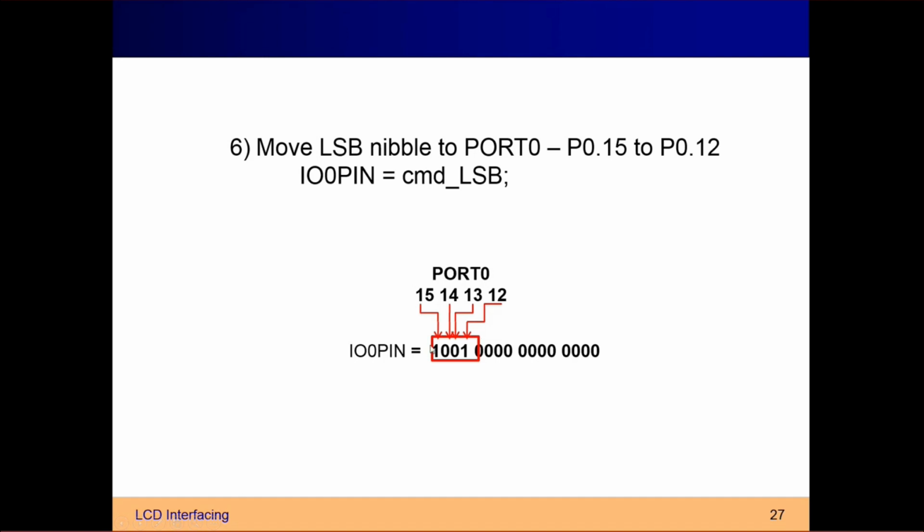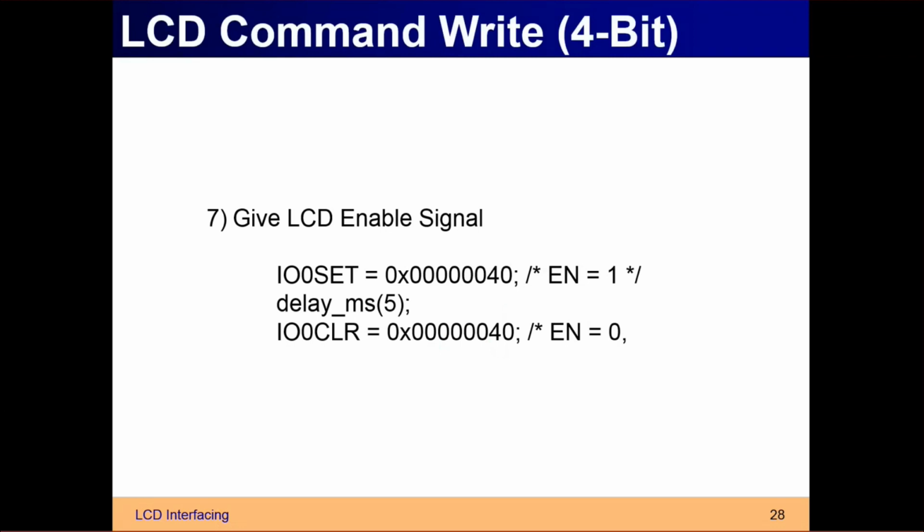So now you are writing the LSB nibble, then again you need to give the falling edge in the enable. So how will you give that? IO0 set equal to 40, so P0.6 will be set. Give a delay, it will be cleared. That means you are generating a falling edge. So the lower nibble is also written onto the LCD. So this is how you are writing a command to the LCD in 4-bit mode. You need to split the command into 2 nibbles. First send the MSB nibble, give the enable. Then write the LSB nibble, give the enable.